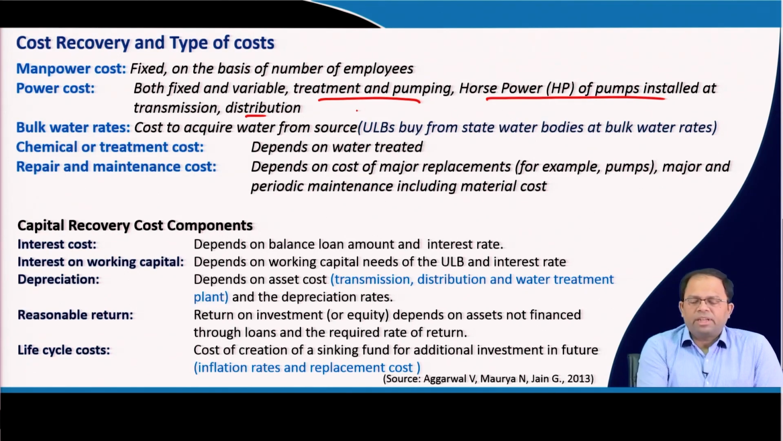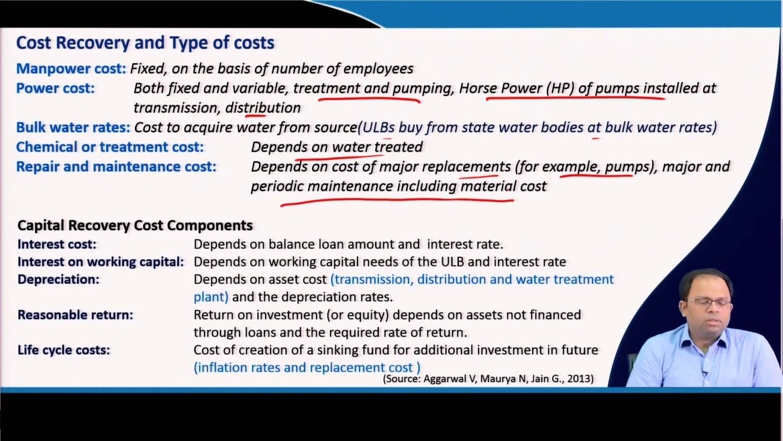And then bulk water rates, as we are discussing, is the cost to acquire water from the source. ULBs buy from state water bodies at bulk water rates. So this is the water that a ULB or a municipal corporation has to buy while supplying water. Chemical or treatment cost depends on water treated. Repair and maintenance cost depends on the cost of major replacement, for example pumps, and major and periodic maintenance, including material cost. So all these things become part of the cost structure.